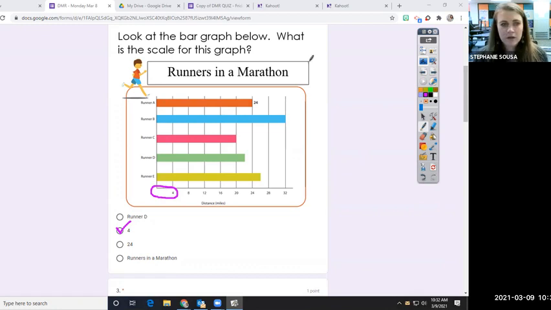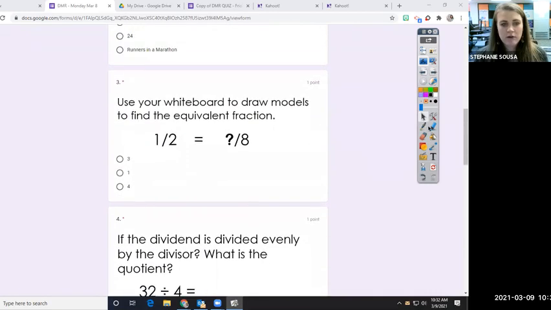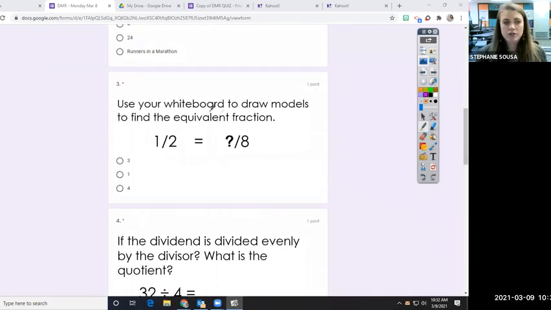All right. Let's take a look at our next skill. Next skill is working with fractions. Use your whiteboard to draw models to find equivalent fractions. If you don't have a whiteboard, I hope that you used your brain and got a notebook or a piece of paper, because a drawing is a drawing. It doesn't matter where it's at. So either way is fine.